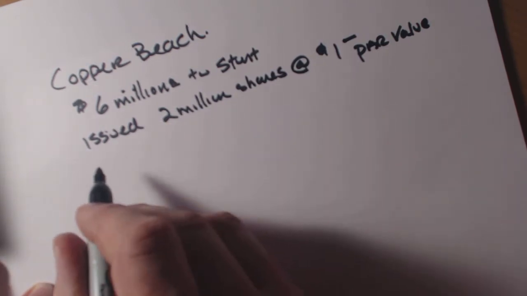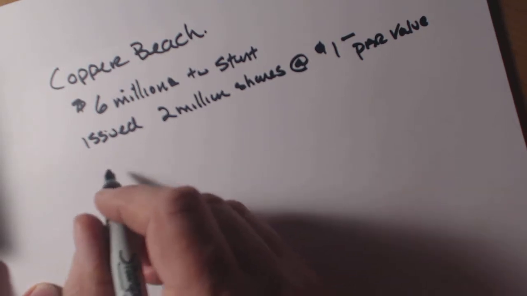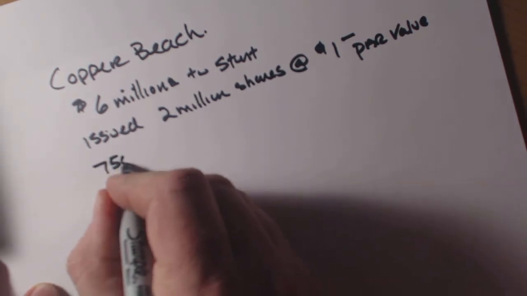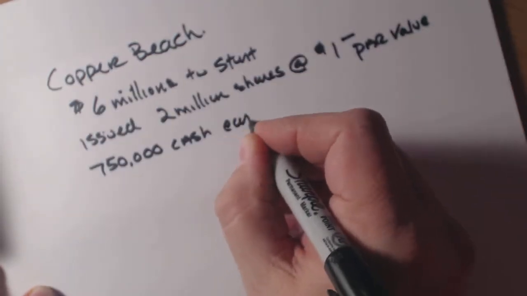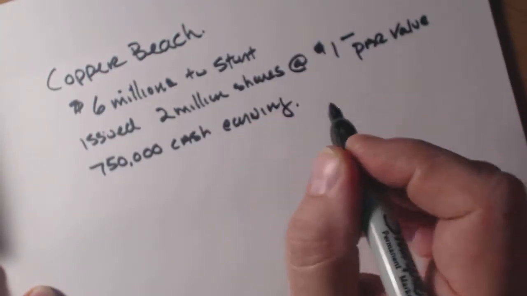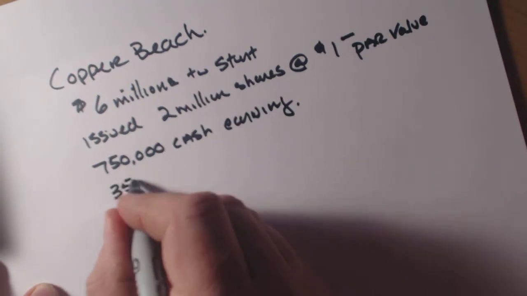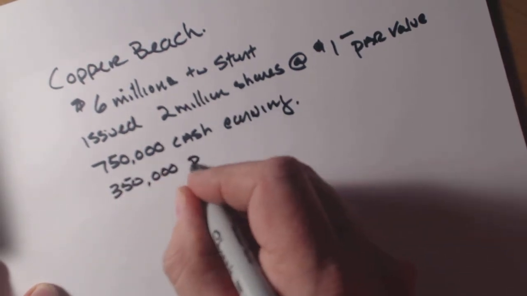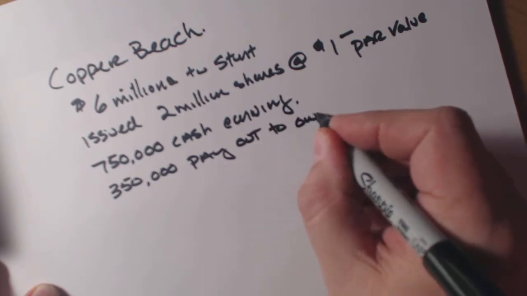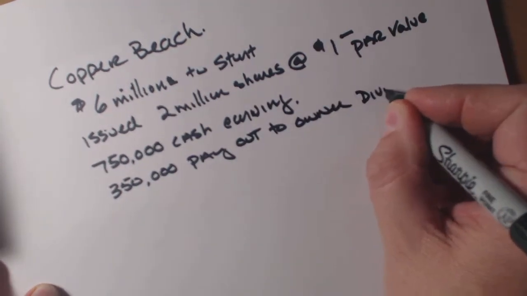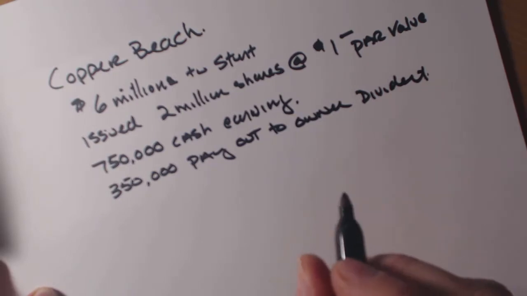Now this Copper Beech at the same time earned $750,000 in cash. This was its earnings. And then they were going to pay out $350,000 to their owners. And this is in the form of what we call a dividend. And you're hearing a lot about dividends.